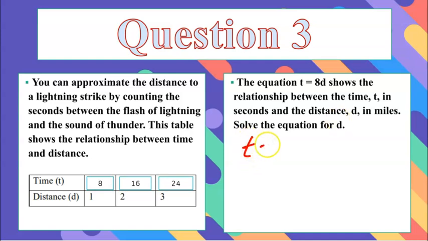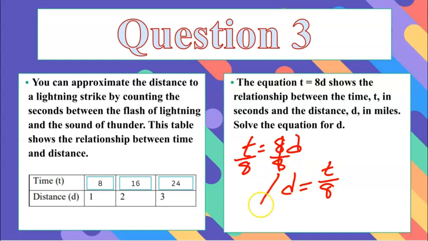So we're going to start with t equaling 8d. Now to get d by itself, I do the opposite, which means I'm going to divide by 8. 8d divided by 8 is 1d. And whatever I do to one side, I do on the other. So that means d is going to equal t divided by 8.